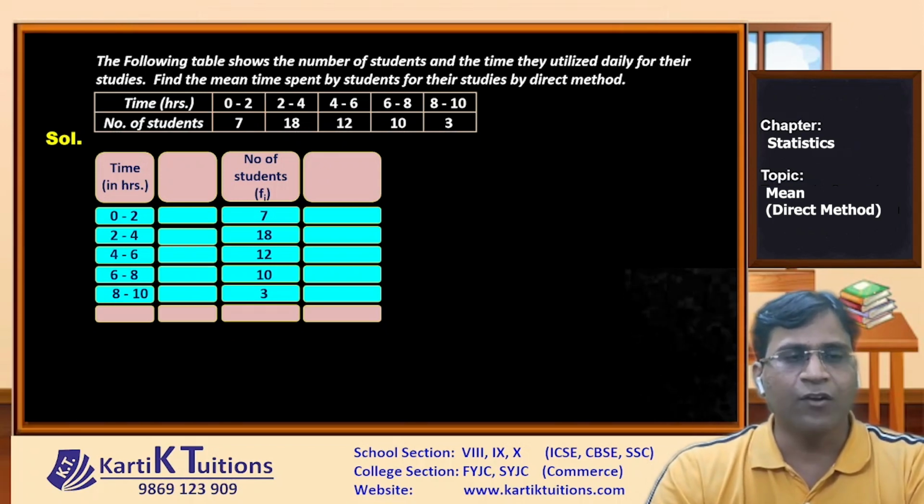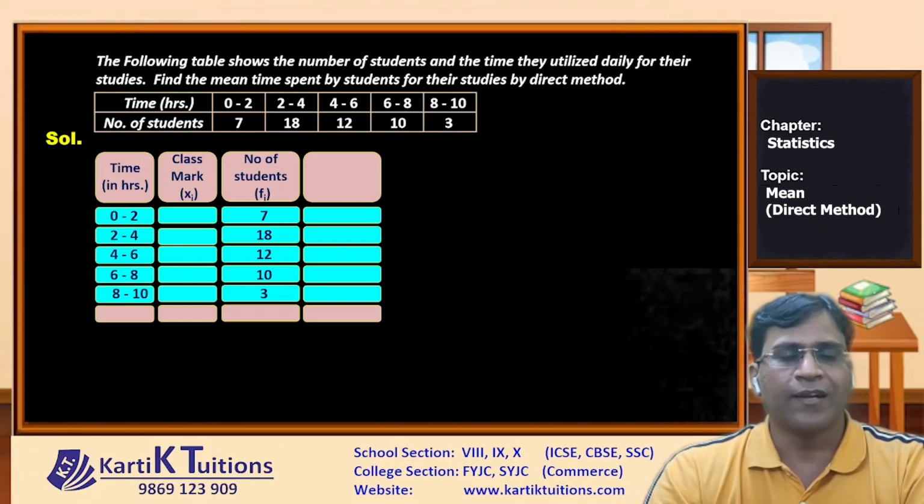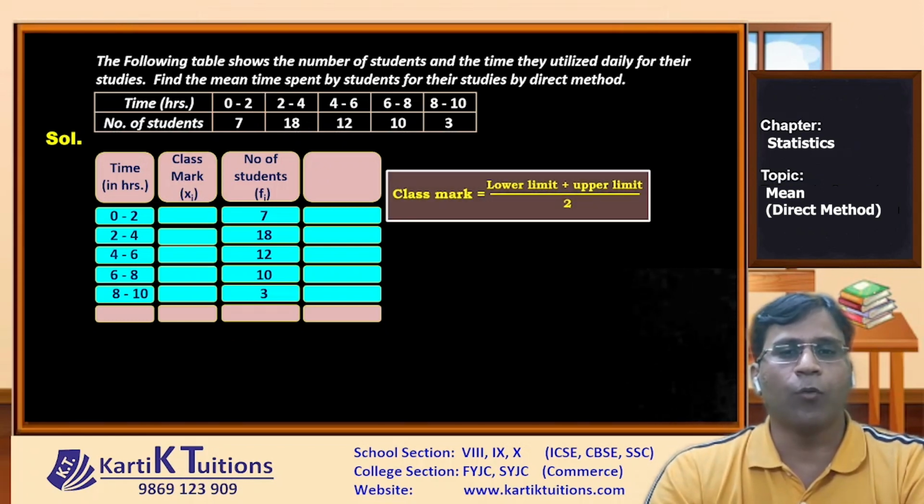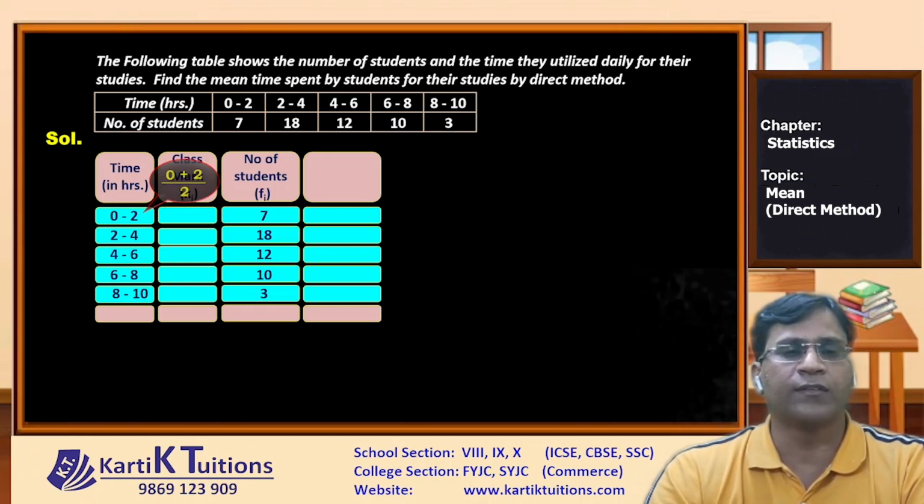Now see, our second column is for the class mark, that is xi. Now how do we get the class mark? Lower limit plus upper limit upon 2. Now for the first class, the lower limit is what? 0. The upper limit is 2. So 0 plus 2 upon 2 will give us 1.